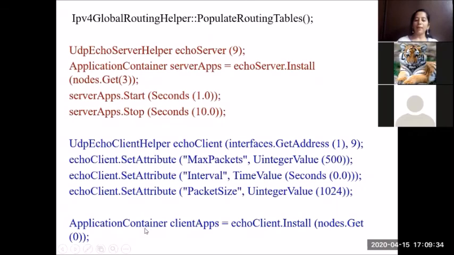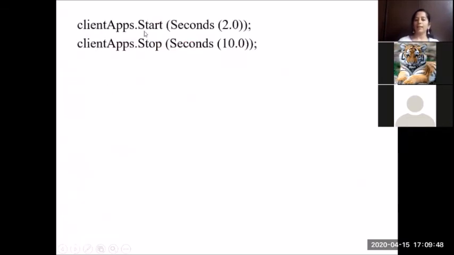Now, where am I going to install this client? I'll install it in get of 0 or node 0. So node 0 is the client, node 3 is the server. Now I should start the client after I start the server. So I'll start the client at 2 seconds and I'll stop it after 10 seconds.